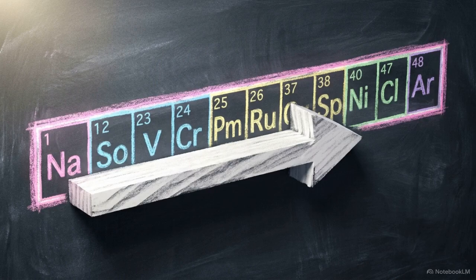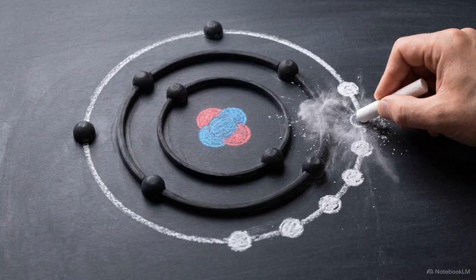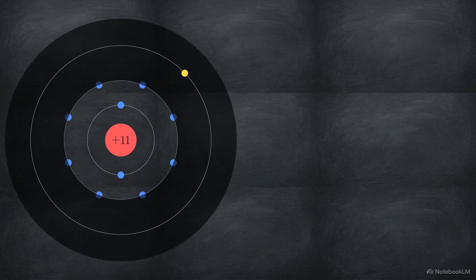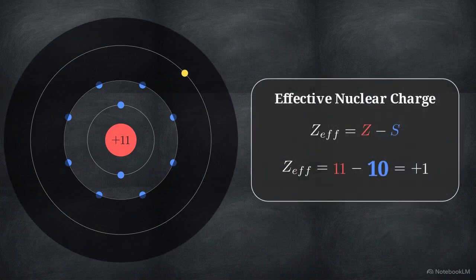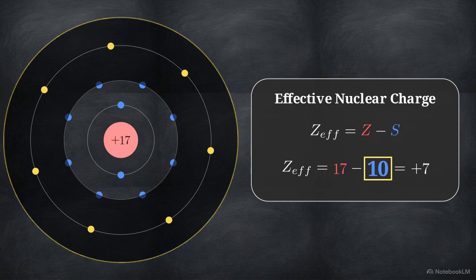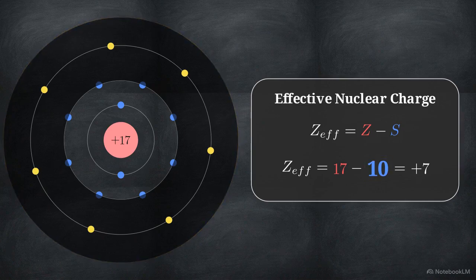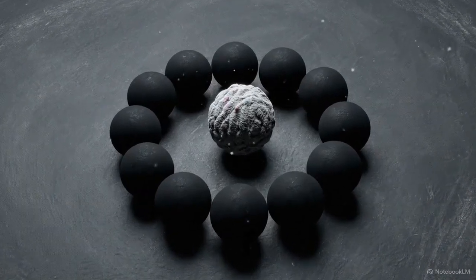Now let's go back to the original mystery, moving horizontally across a period from sodium to chlorine. As we move to the right, we are adding electrons to the outermost shell, but we aren't adding any new inner shells. In this sodium atom, the 10 inner electrons form a fixed shield, casting a specific shadow. Even as we add more protons and outer electrons to reach chlorine, the inner blockers stay at 10. The shadow doesn't get deeper. Across a period, the atomic shield is locked.